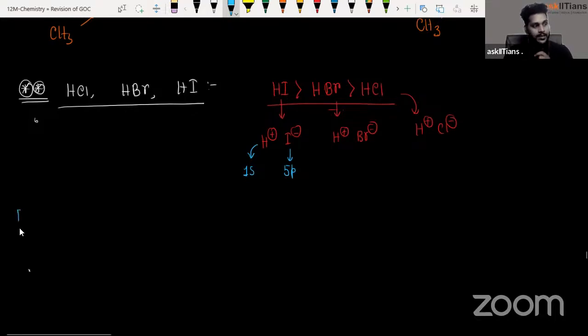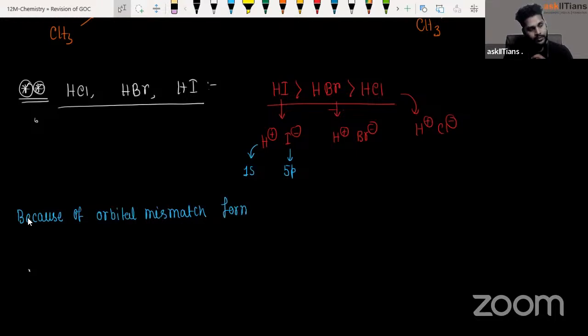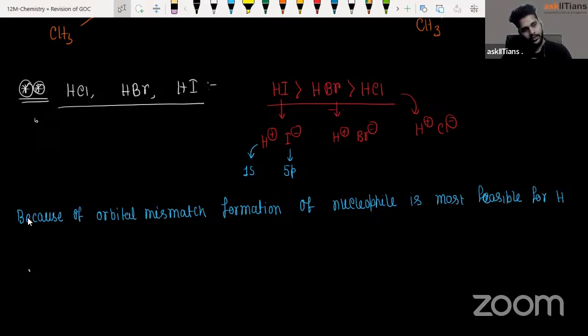So because of orbital mismatch, formation of the nucleophile is most feasible for HI. So that is the reason why HI has the highest reactivity, then HBr, then HCl.